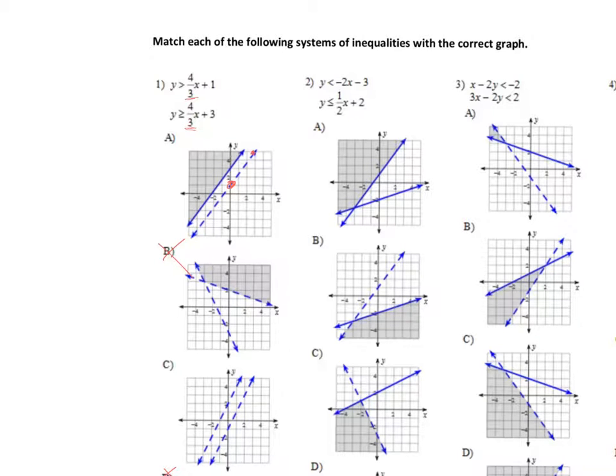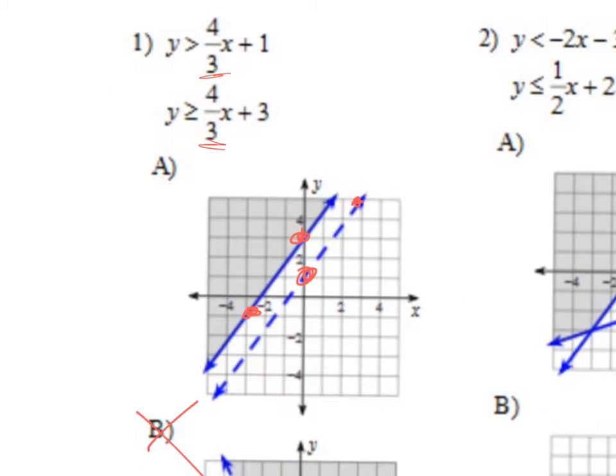And then this one has a y-intercept of 3, and there's also a 4/3 slope if you look at 2 points on that line. On C, there's a y-intercept of -1 and a y-intercept of 2, so it can't be C. So then I'm pretty sure it's A, but I just want to make sure that my shading matches up.